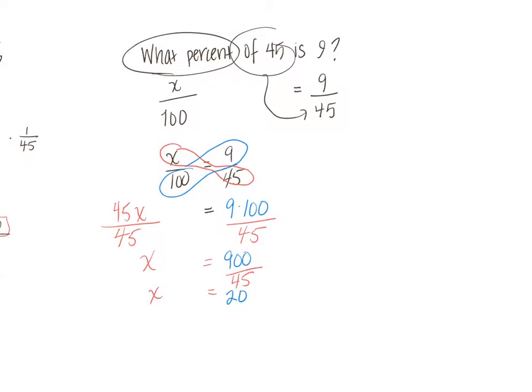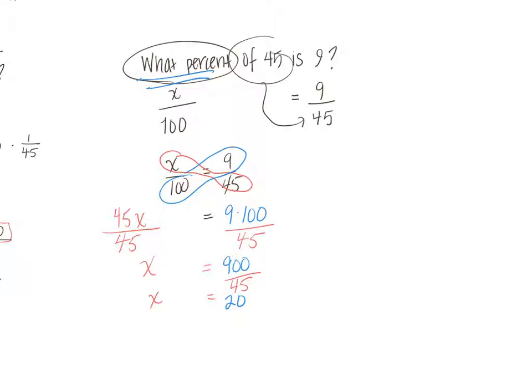And remember, my question was what percent? So my unit is percentage. X is 20% of 45. All right, you can always check this by going back up here and saying, is 20 over 100 the same as 9 over 45? And what I would end up doing is plugging it into a calculator, and you would see that 0.2 equals 0.2. So yes, this is the same.